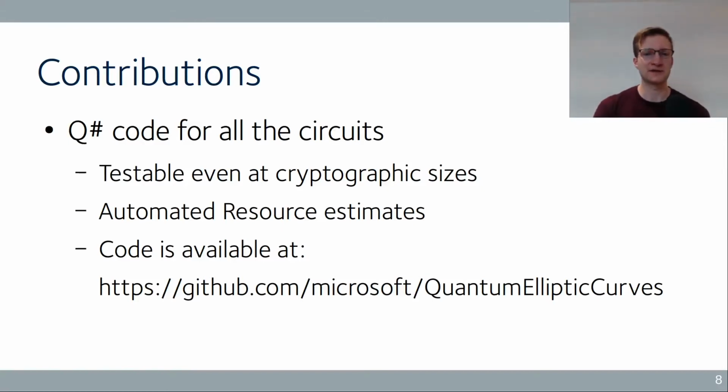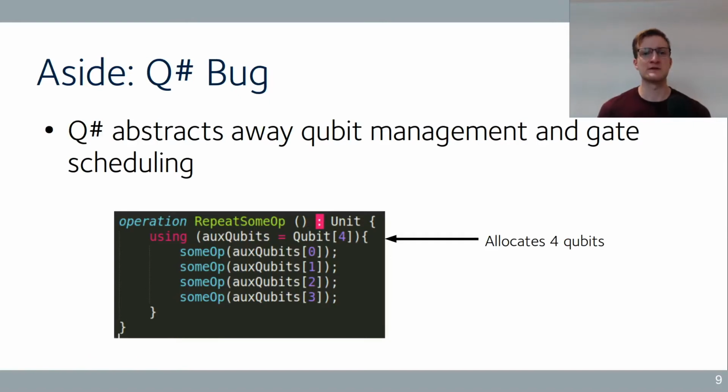But it turns out that there's actually a bug that was discovered after we ran these estimates that I'd like to explain here. Q-sharp is nice to work with because all of the qubit management and the gate scheduling is abstracted away, so you don't need to remember exactly where each qubit is. Here's an example of some Q-sharp code. This using statement will allocate 4 qubits, and then we do some operation on all 4 qubits.